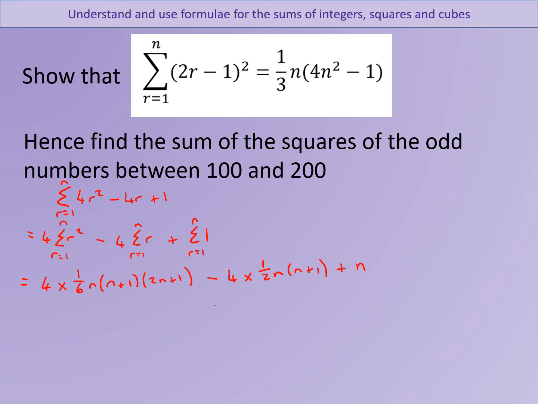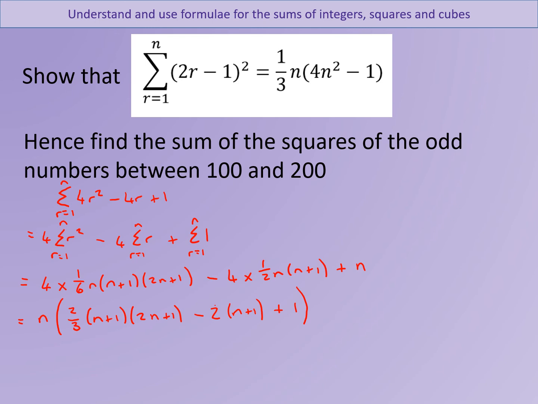Right, now do not expand this out. You need to just look and see if there's anything that can be factorised out first. I can see that an n can be factorised out. So n times, let's see what else there is. Okay, 4 times a sixth will simplify down to 4 sixths or 2/3. And then what's left here is n plus 1, 2n plus 1. I've then got minus 4 times a half is 2. The n has been factorised out, so that is n plus 1. Then finally, the third one, it's just n. Because the n has been factorised out, that is going to be plus 1.